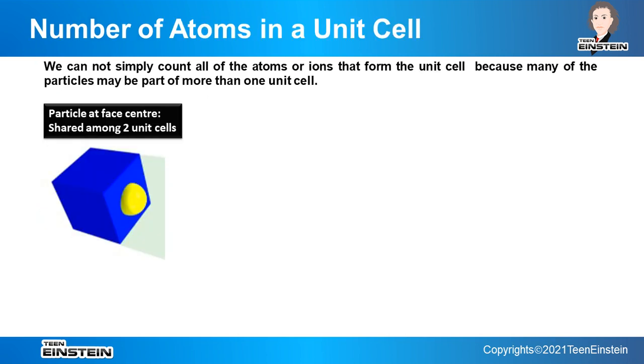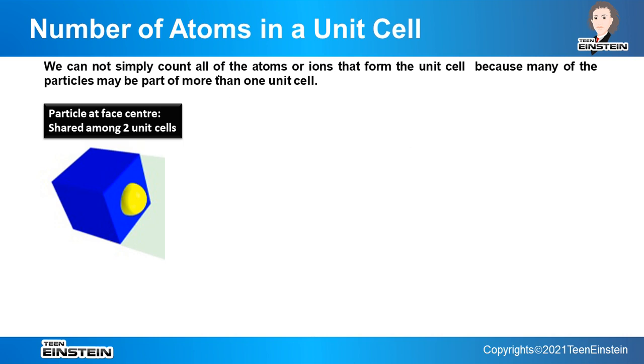Next we will see how we can find the number of atoms in a unit cell. So until now what I have said is that in FCC the total number of atoms is 4. But how we can obtain that, now we will see. But before going to that point, we have to see how the atoms are shared between other unit cells.